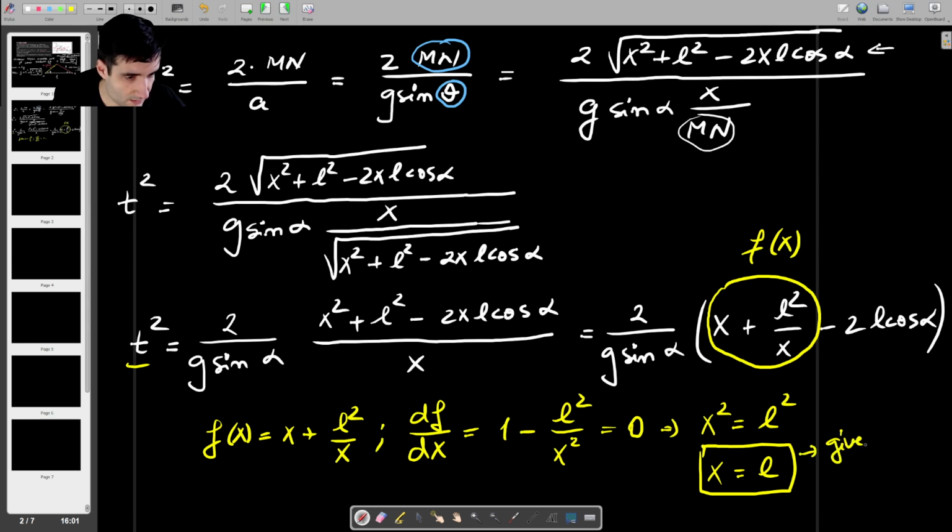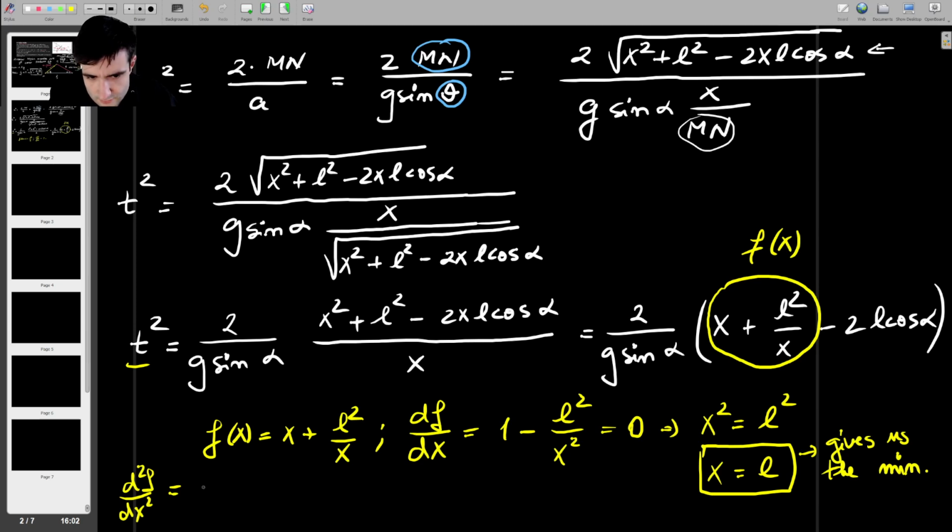So this gives us the minimum. And you can convince yourself that this is a minimum and not a maximum or a point of inflection, because if you differentiate f again, if you find the second derivative, this is going to equal, let's see, L squared over x to the 4 times 2x, which is 2L squared over x cubed, which is positive. So yeah, if this is positive, then when you plug in the stationary point, it's also positive, so this is a minimum.